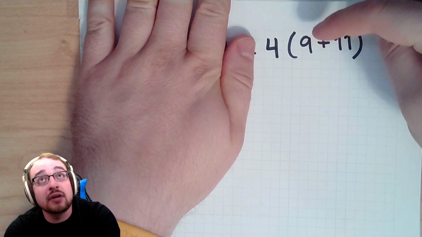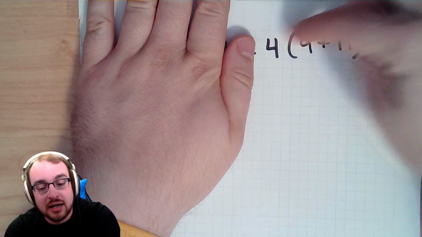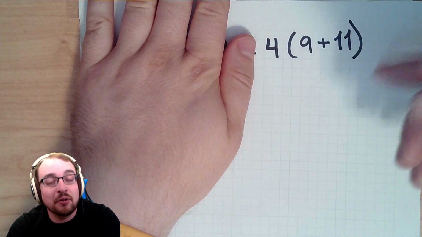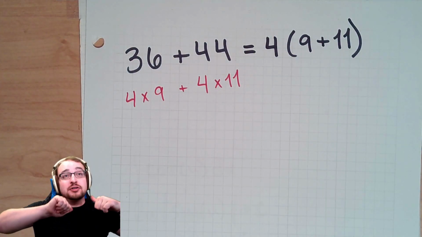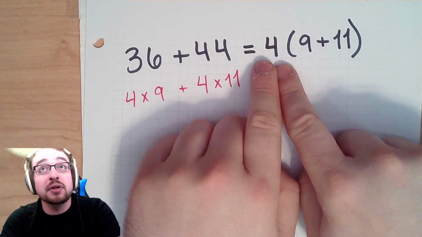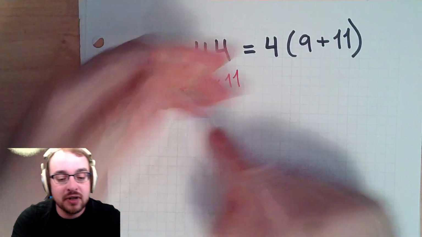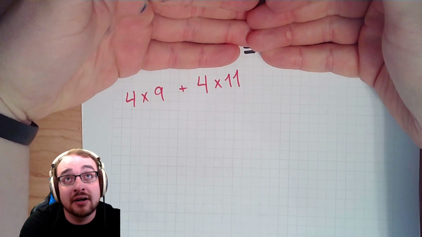So if I had just given you this and told you to distribute, you would say, oh, 4 times the pieces, right? 4 times 9 plus 4 times 11, right? And that's exactly what we're doing here. We're taking 4 times 9 plus 4 times 11, and we're working in reverse. Instead of distributing to get to here, what we're doing is we are factoring out or pulling out a 4.